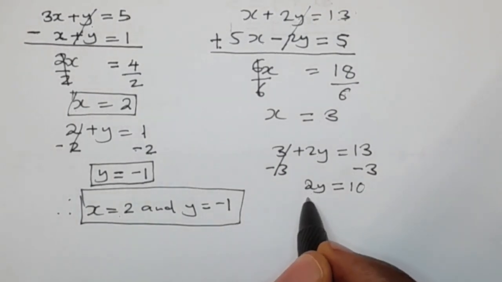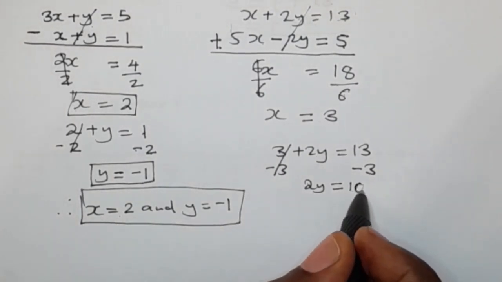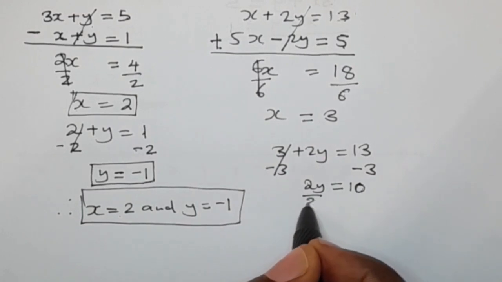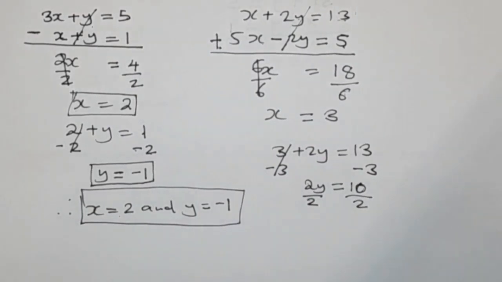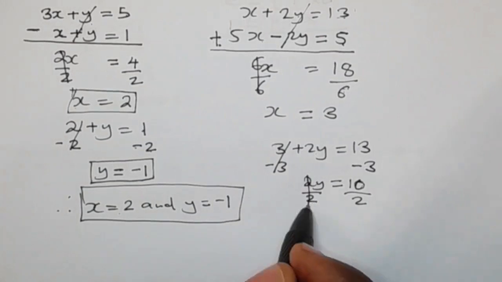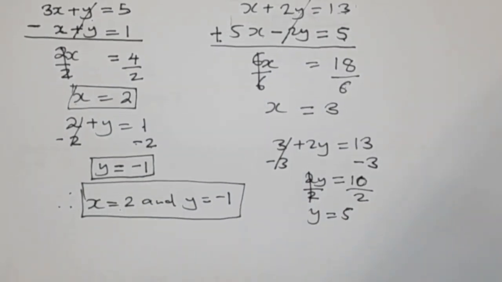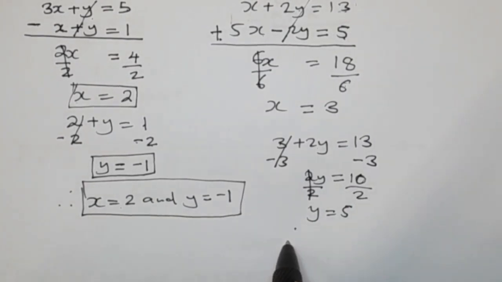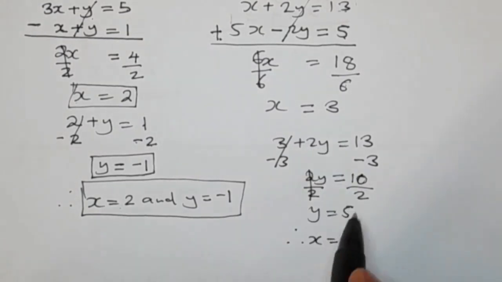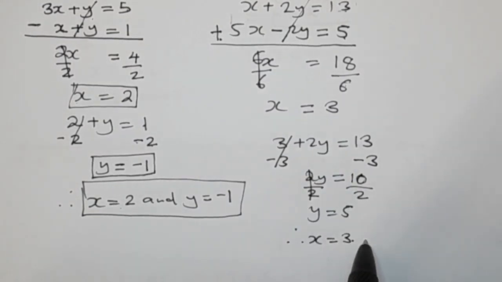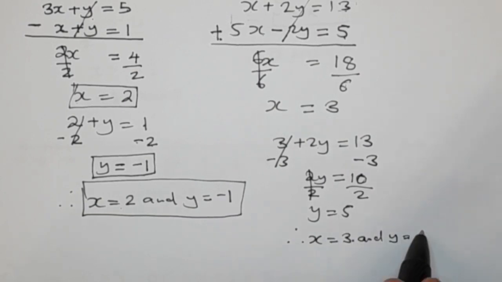Then divide both sides by 2 to get the value of y. So y is equal to 5. So we can also conclude and say, therefore, x is equal to 3 and y is equal to 5.